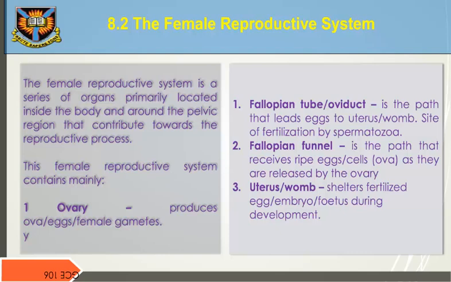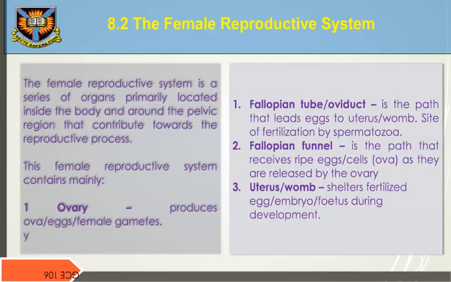Ovary, which produces ova, eggs, or female gametes. Fallopian tube or oviduct. This is the path that leads eggs to the uterus or womb. It is the site of fertilization by spermatozoa. It also receives ripe eggs or cells as they are released by the ovary.